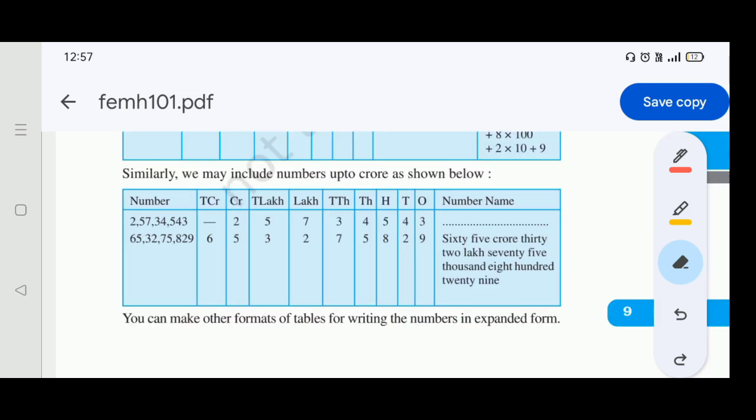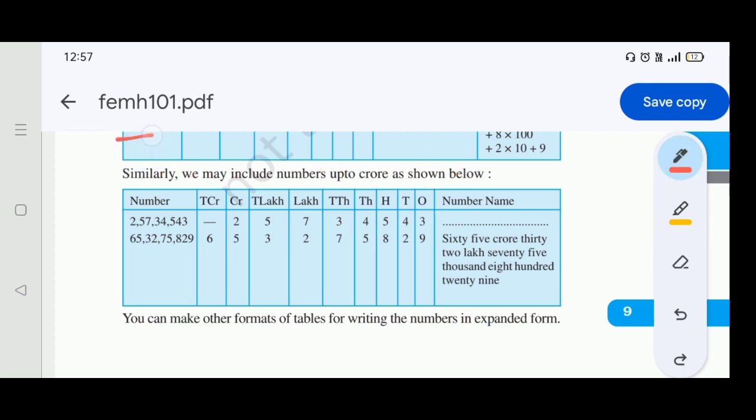Moving on. Similarly, we may include numbers up to crore as shown below. So the first is given as 2 crore 57 lakhs 34,543. Over here, the number name column is not filled, that is, it is empty, so we have to write the number name. So we have to write 2 crore, I am writing it shortly.